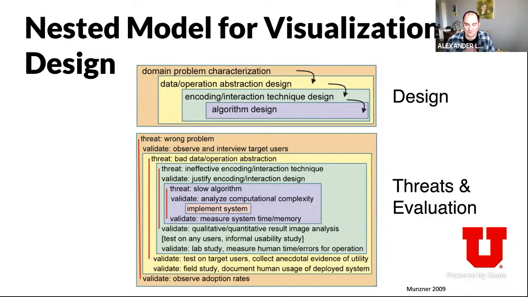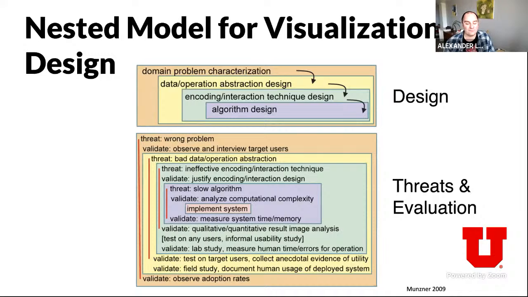On the data operation abstraction design level, the threat is that you simply get it wrong, but that's really hard to validate before you move on. So there's no pre-moving-on validation step here, but we can validate it after we've implemented a visualization technique by testing it on target users, collecting evidence of utility, or by running field studies and documenting usage of the deployed system. On the encoding interaction technique design level, it could be that we pick the wrong encoding, an ineffective encoding, or an ineffective interaction technique.